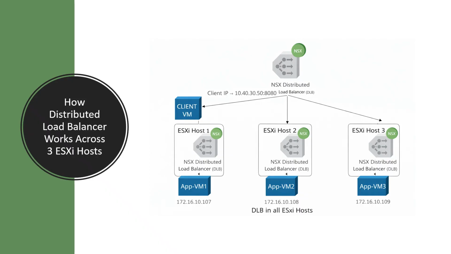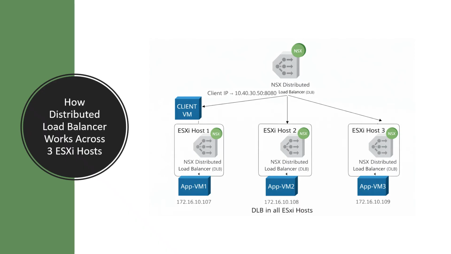Now let's try to understand how a distributed load balancer works across all three ESXi hosts. Now look at this diagram. We have a DLB which is there in all three ESXi hosts, right? Here you can see that all three ESXi hosts have a distributed load balancer.